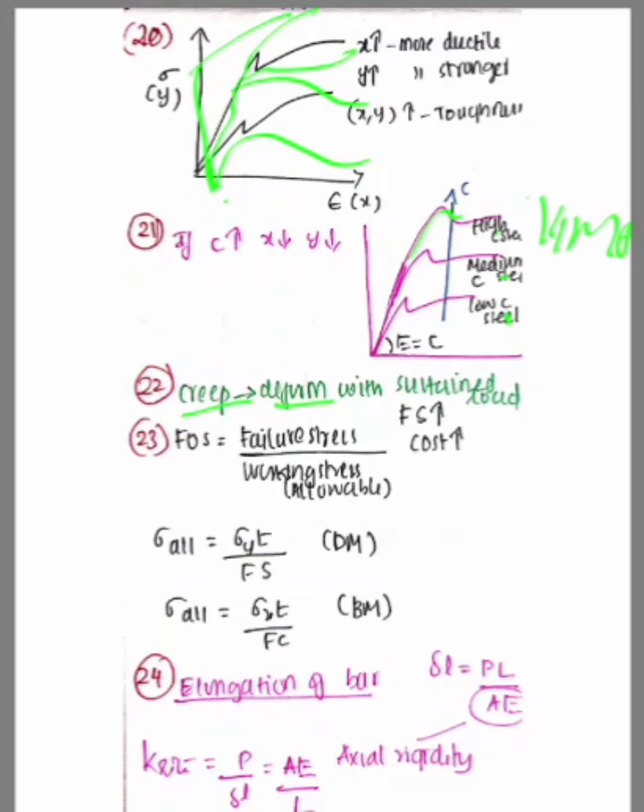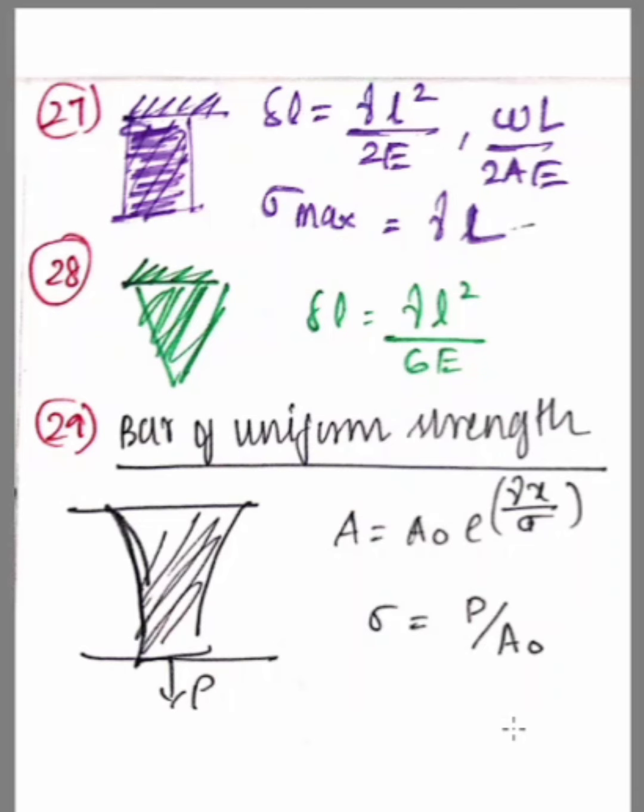Next we can learn about elongation. So what is elongation? For different elongations, there are different formulas. The basic formula for elongation is the change in length equal to PL divided by AE. Questions based on this won't be asked in any examinations, but elongation of a tapered bar and elongation due to self weight, you can expect questions from this part only. And next, AE means what? AE means axial rigidity. That is also important.